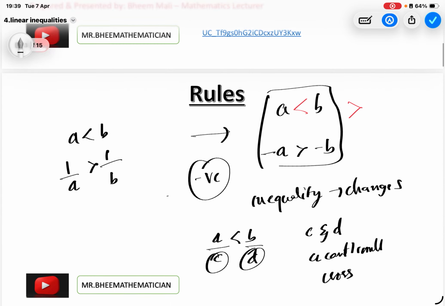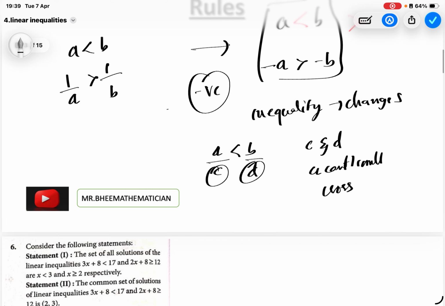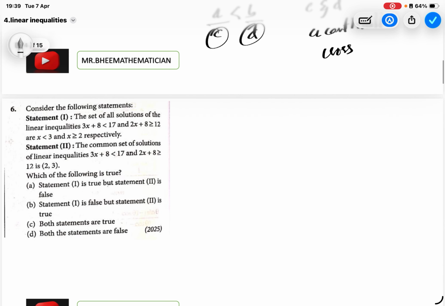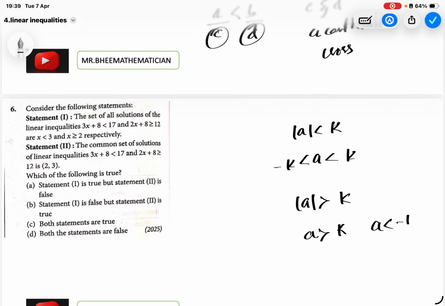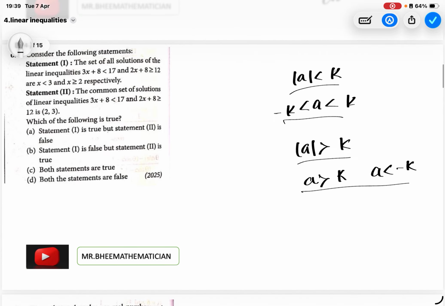I hope these are the three basic inequality rules, and you should know some more rules. For example, if modulus of a is less than k, then a is greater than minus k and less than k, and if modulus of a is greater than k, then a is greater than k or less than minus k. You should remember these two rules. I hope you know that also.